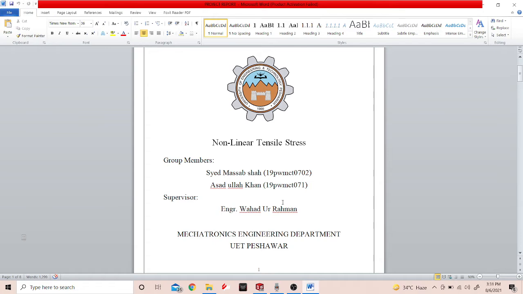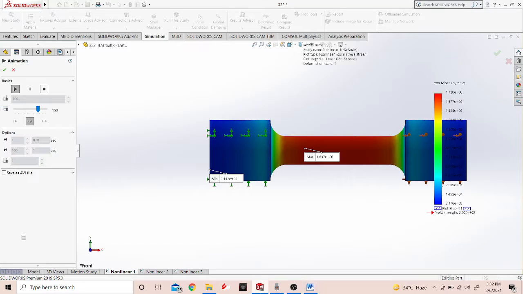The topic that I am going to be demonstrating is nonlinear tensile stress. Now, I have simulated this test on Solidworks. This is the animation.